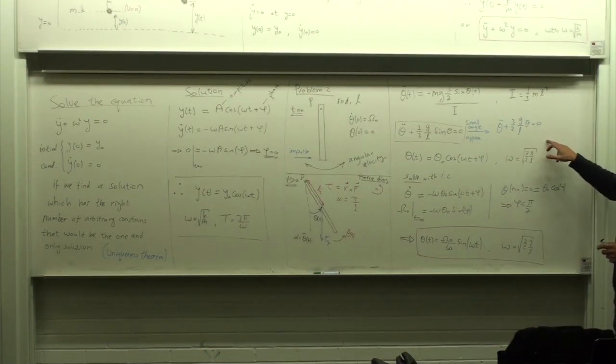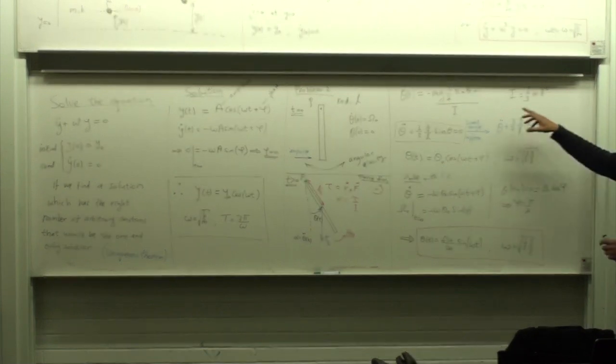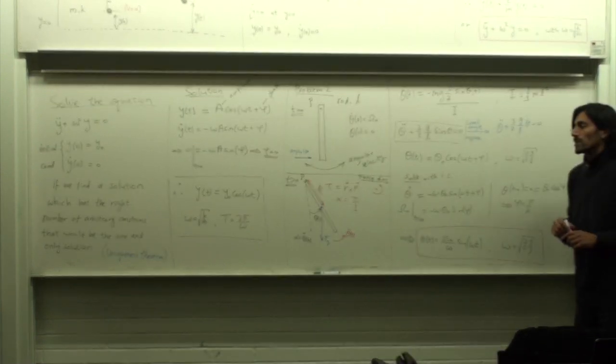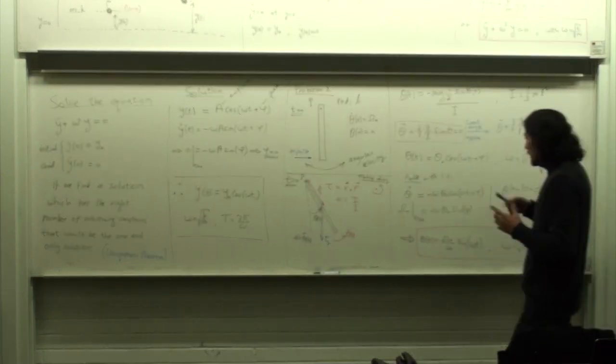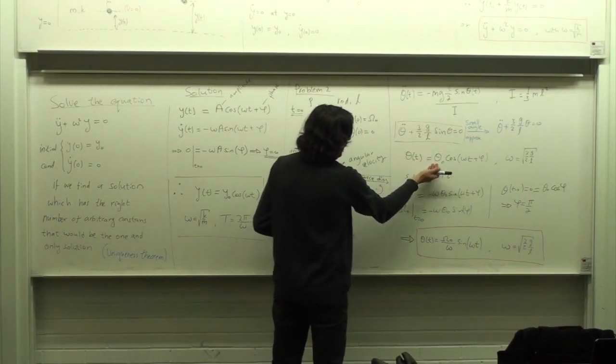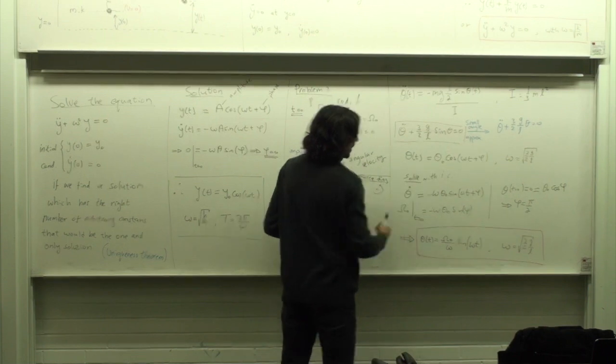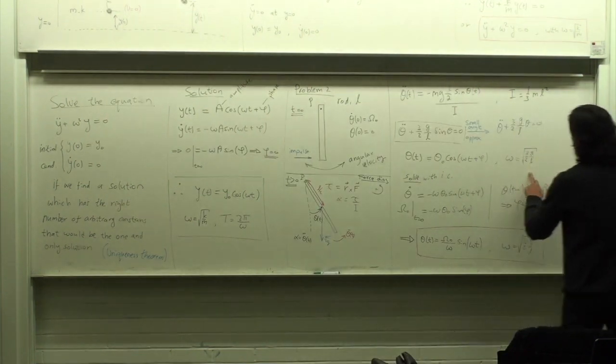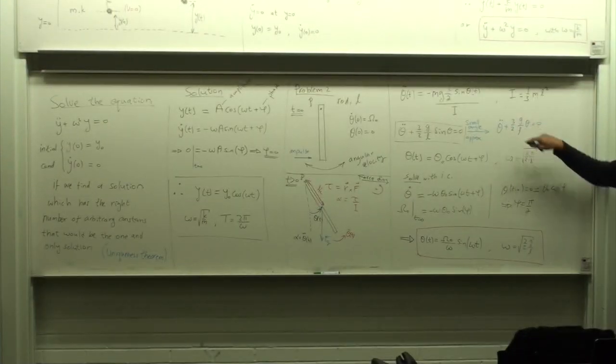That brings us back to this form of simple harmonic motion. And again, we know the solution for that. It would be in this form: some amplitude times cosine omega t plus phi, and that omega would be the square root of what you have here.